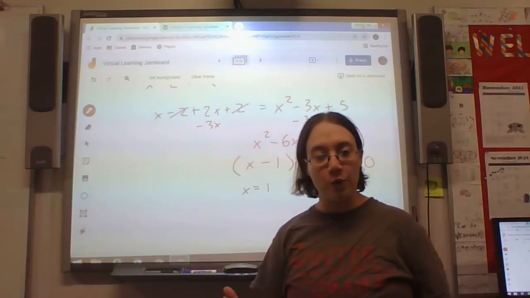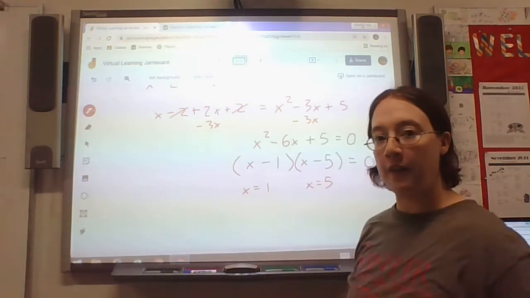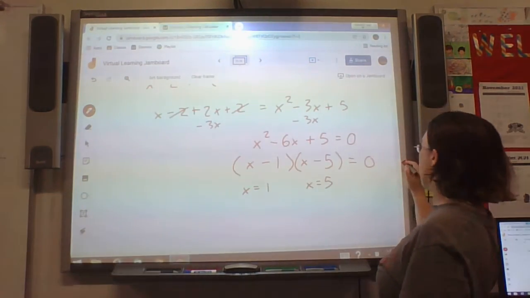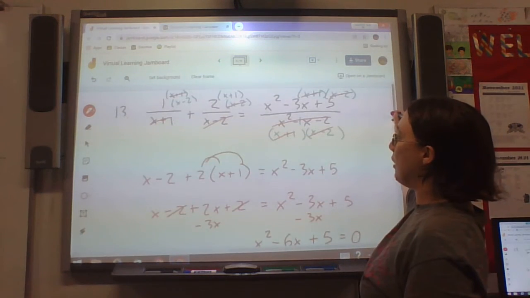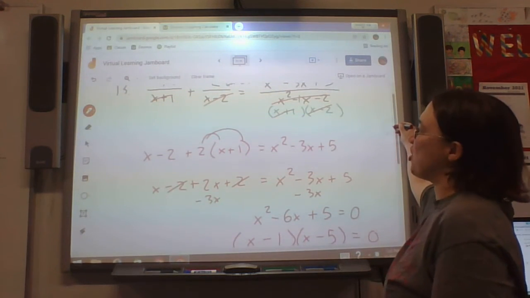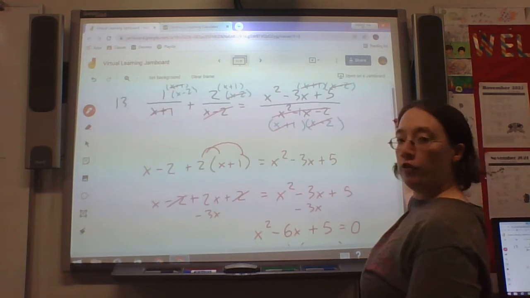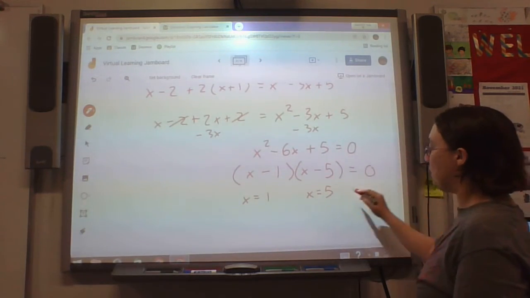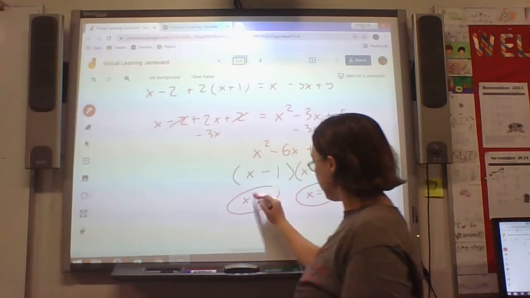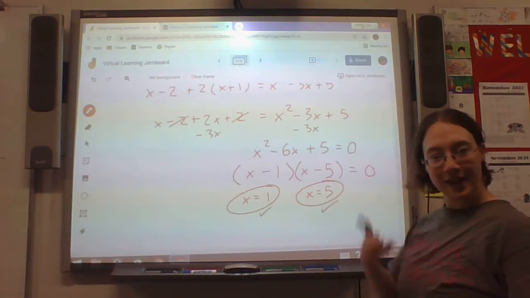And again, if we got fractions, we just want to go back and double check and make sure that they're not going to give us 0 on the bottom of either of those fractions. So if we plug in 1, 1 plus 1 isn't 0, 1 minus 2 isn't 0, 5 plus 1 isn't 0, 5 minus 2 isn't 0. So both of those check out. Check, check, yay.